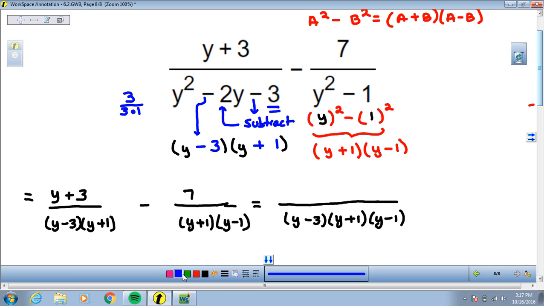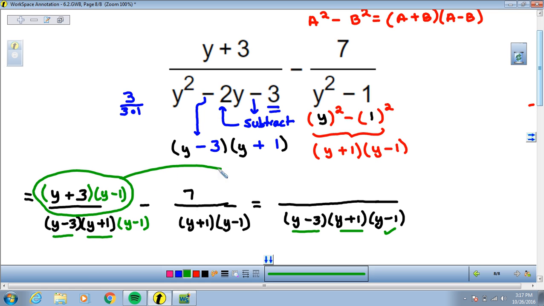So we need to make sure that both of these denominators have these three factors. On the first denominator we have y minus 3, we have a y plus 1, we are missing y minus 1, right? So what we need to do, multiply the y minus 1 both on the numerator and denominator. Be careful on the numerator, because the y plus 3, everything has to be multiplied by the y minus 1. So put it in parentheses. So now that we have the same denominator as my LCD, we can go ahead and write this numerator right here on my new fraction.